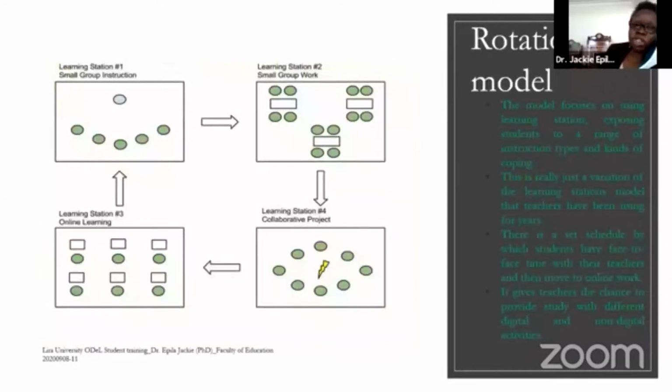Then we also have the rotation model. The image is presented on the left-hand side. This model focuses on using learning stations, exposing students, that is you, to a range of instruction types and kinds of coping. This is really just a variation of the traditional learning station model that we've always been using for many years. You've even experienced some of these models in class.